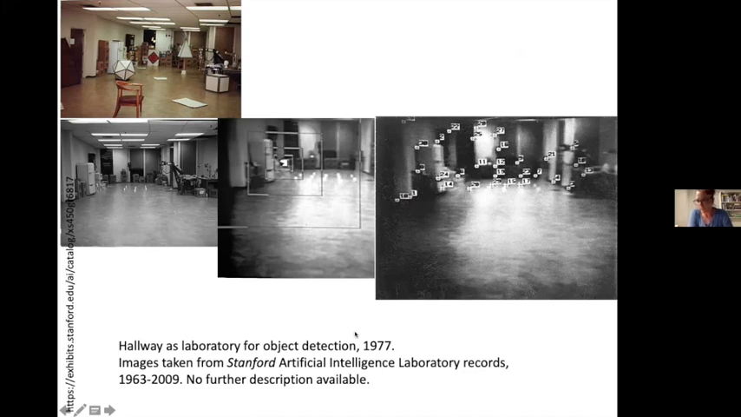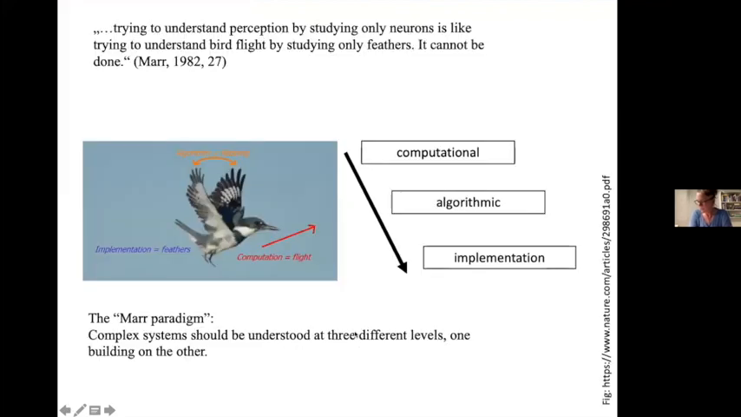And I just imagine the MIT laboratory also using the hallways as a laboratory for object detection. So what did Marr do at MIT? In the first place, he changed the entry point of the approach by distinguishing 3 levels of explanation. They later became known as the Marr paradigm.